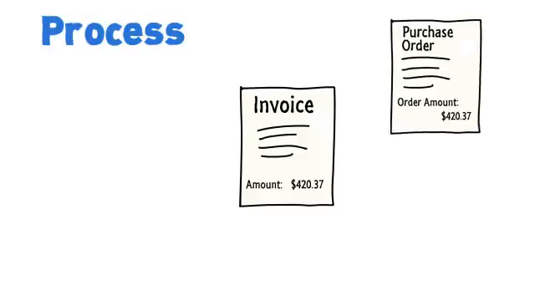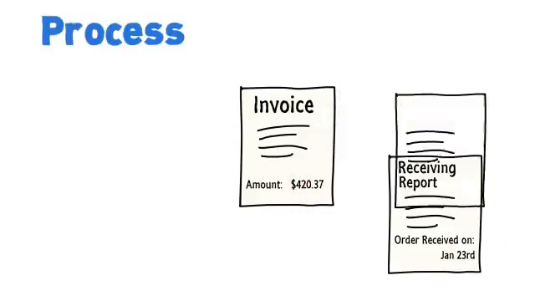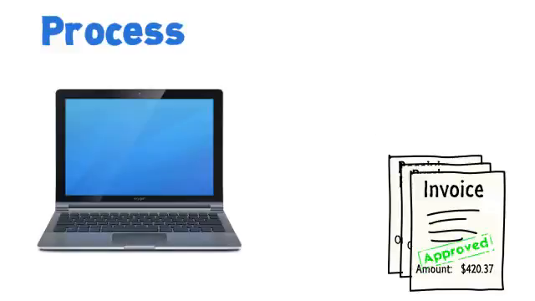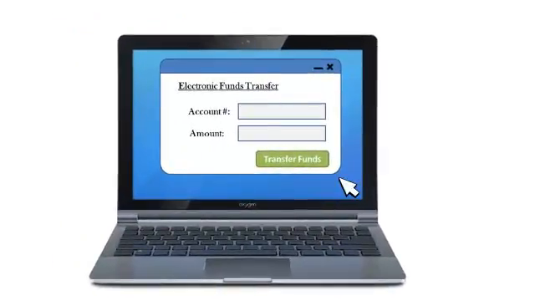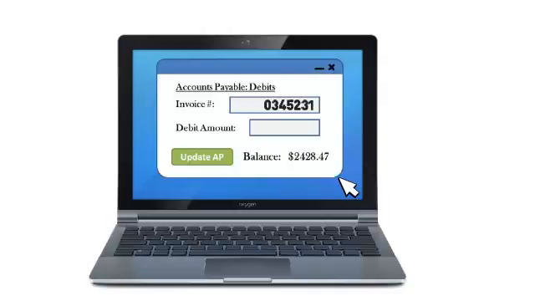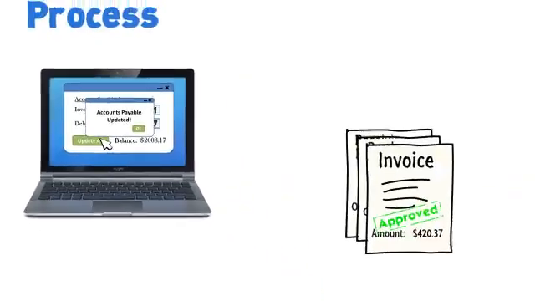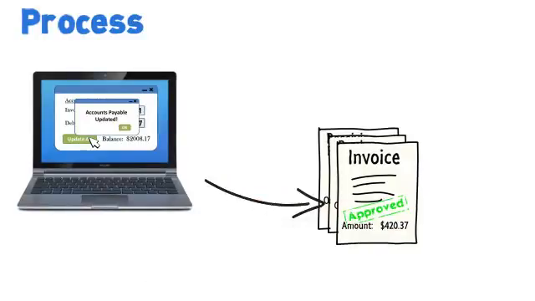First, a vendor sends an invoice to accounts payable where it is matched with its corresponding purchase order and receiving report. If the documents match, the invoice is approved, and the payment is made, and funds are transferred to the vendor. In addition, the proper updates are made to accounts payable. If documents do not match, the differences are identified and resolved.